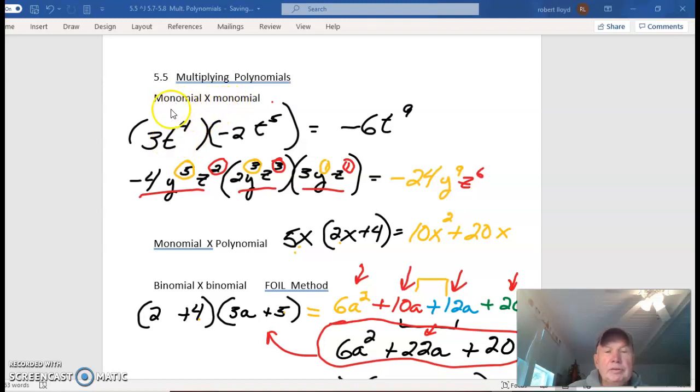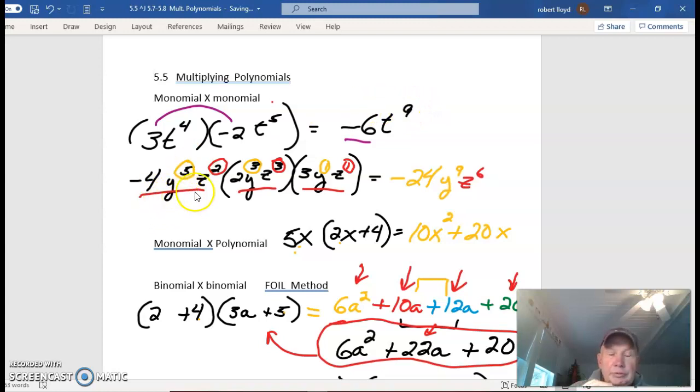So here we have a monomial, meaning one term times another one term. The easiest way to do it is to multiply the numbers. 3 times -2 is our -6. And then we have like bases, so we add the exponents. The 4 and the 5 make 9.